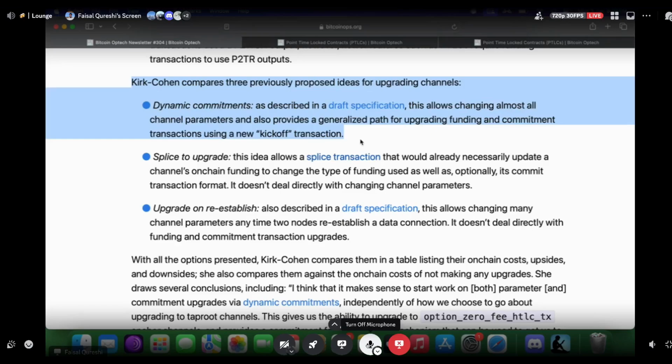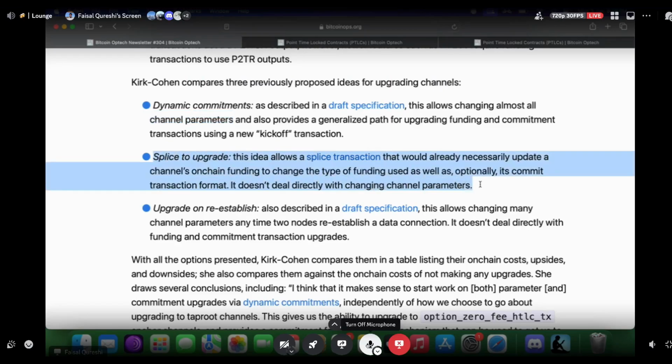So one mechanism is to keep your commitment transaction completely dynamic. So this allows changing almost all channel parameters. Like whatever you want to change about your channel, you can change it. So everything will be dynamic. Your commitment transaction will be absolutely dynamic, and you can change whatever parameters you want about your commitment transaction with the consent of obviously both the channel partners.